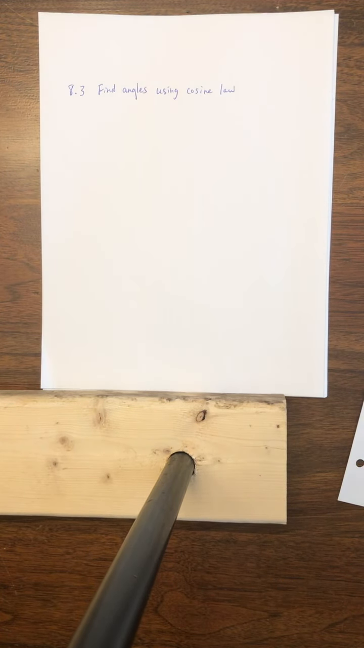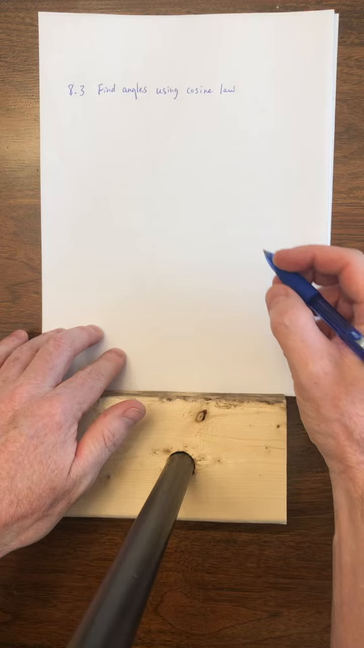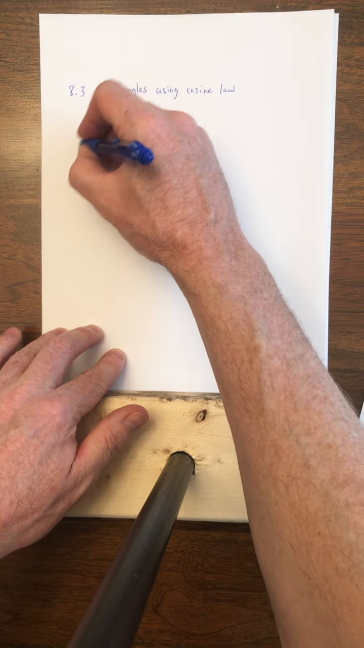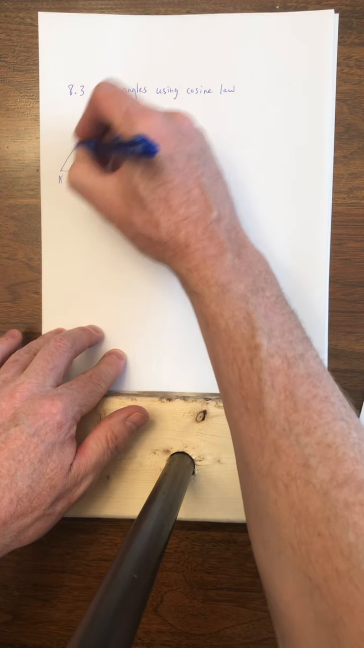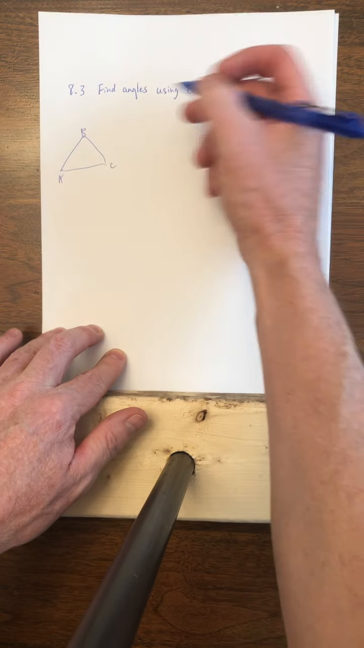Good morning, everyone. Today we're going to move on and use the cosine law in a slightly different way than yesterday. As a reminder, last day when we were introduced to the cosine law, we used it to find the side length of a triangle when we weren't able to use the sine law. Today we're going to use the cosine law to find angles.